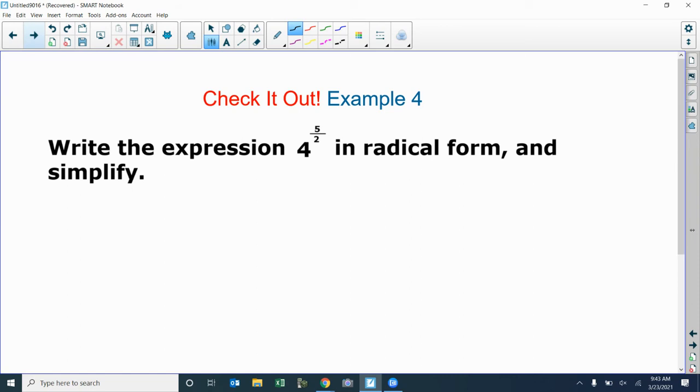One more of these. See if you can write it in radical form. Remember, we've got to go back and forth between these two forms. See if you can write it in radical form.